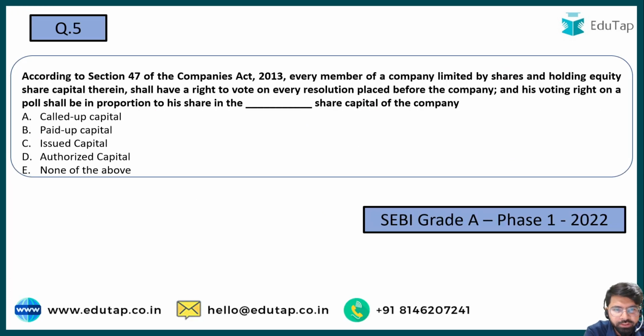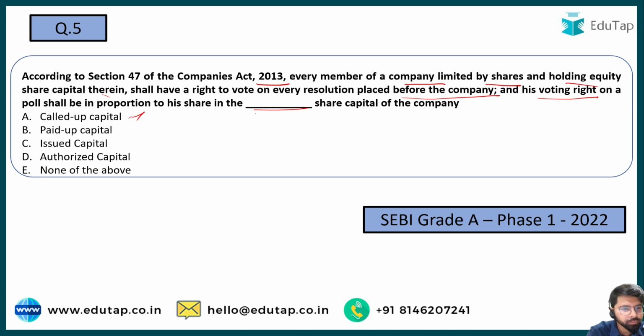According to section 47 of the Companies Act, every member of a company limited by shares and holding equity share capital therein shall have a right to vote on every resolution placed before the company, and his voting right on a poll shall be in proportion to his share in the dash share capital of the company.